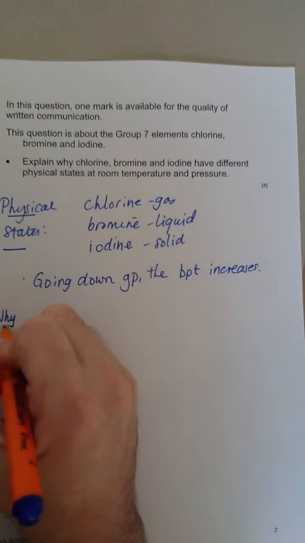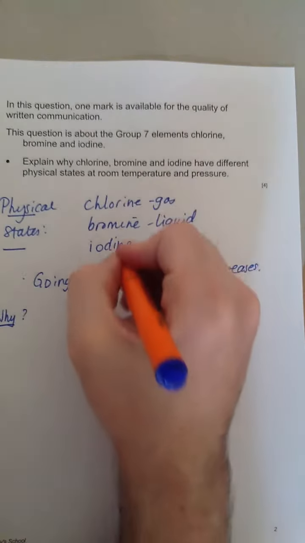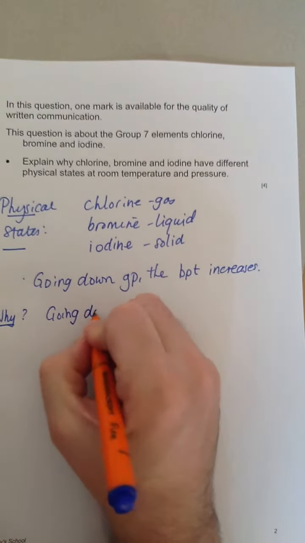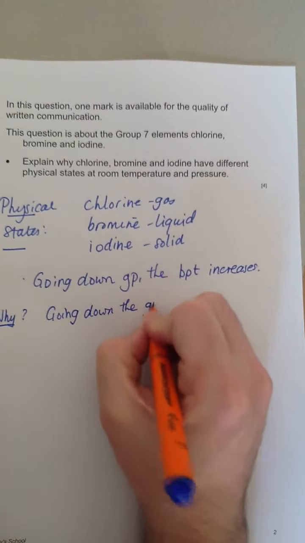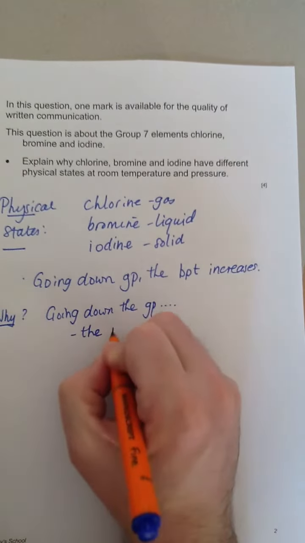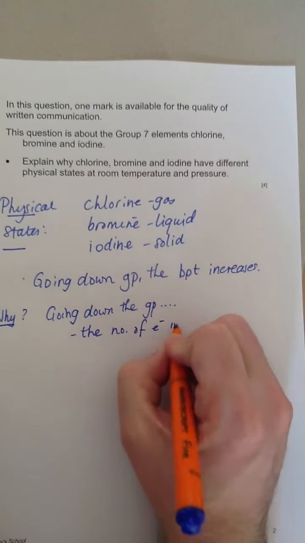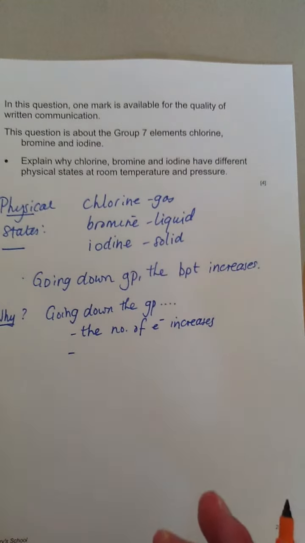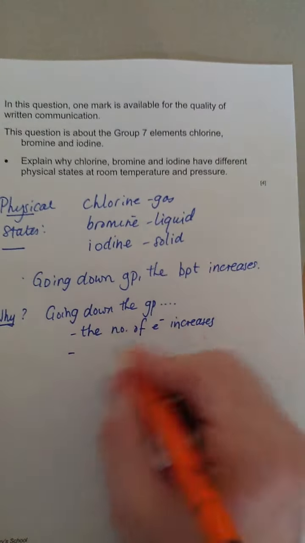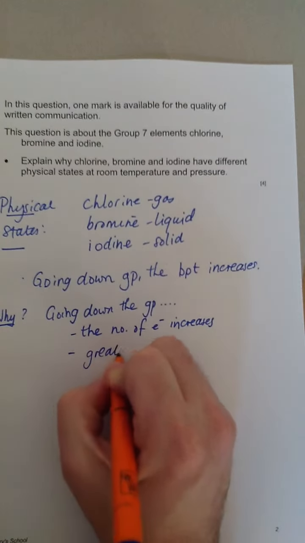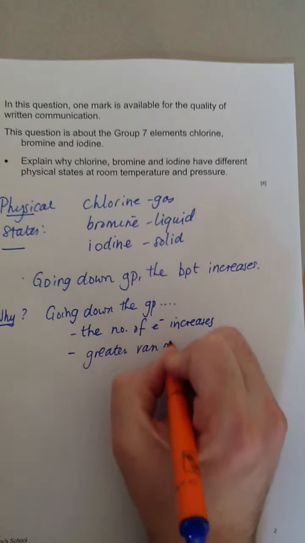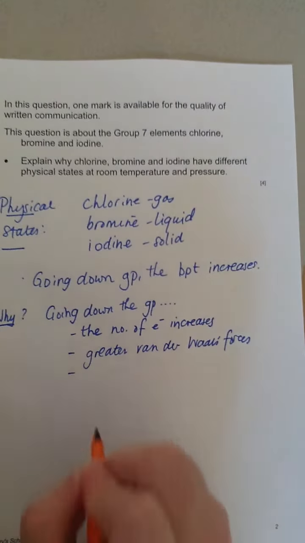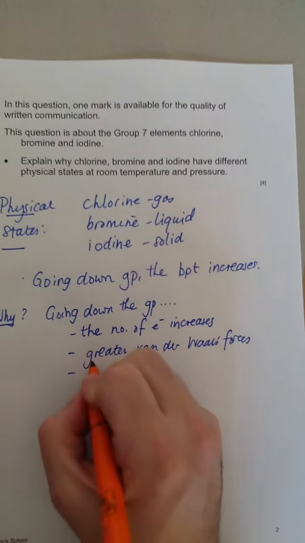So the why, the explain part, is as you go down the group, the number of electrons increases. So as you increase the number of electrons, what can we say about the van der Waals, the intermolecular forces? More electrons, so there's going to be greater van der Waals forces. And if there's greater van der Waals forces, we know there must be stronger bonds.